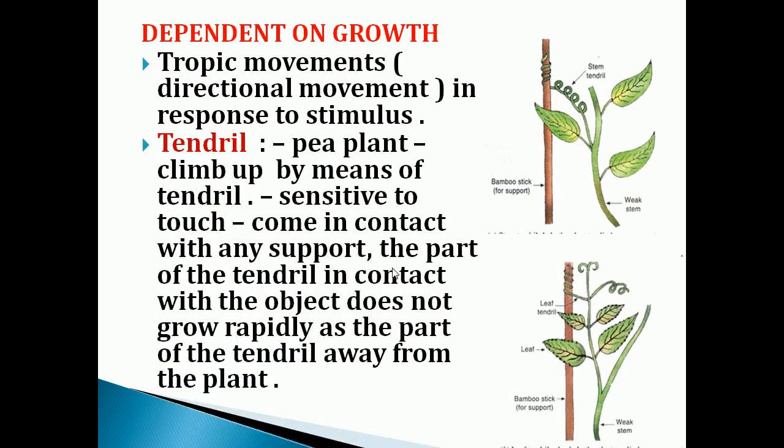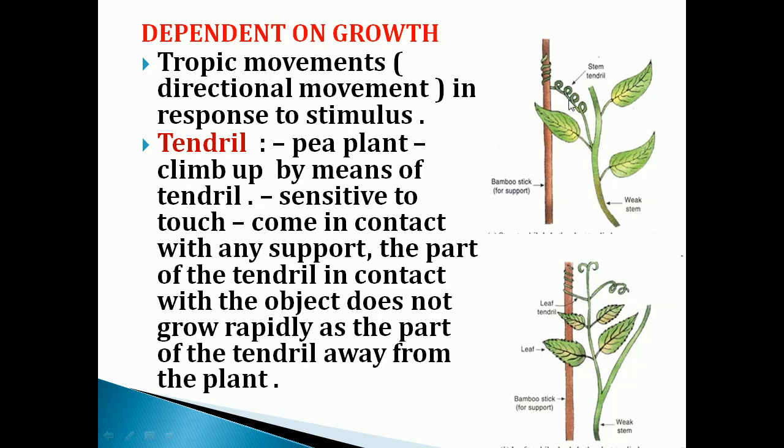Example, the tendrils. Some plants like the pea plant climb up other plants or fences by means of tendrils. You can see in this picture. A tendril is nothing but a weak stem. These tendrils are sensitive to touch.